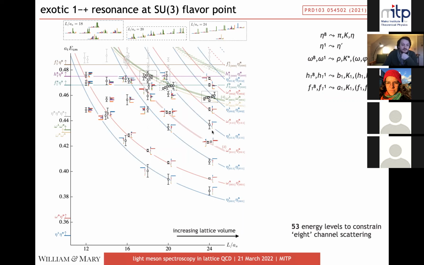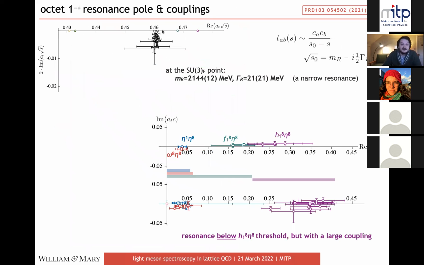Nevertheless, we are able to describe all of these energy levels and get an 8-channel scattering matrix and examine its pole content. And we find that it does indeed have a pole singularity at about 2.1 GeV with a very narrow width. There appears to be a very narrow resonance at this quark mass with 1 minus plus quantum numbers.